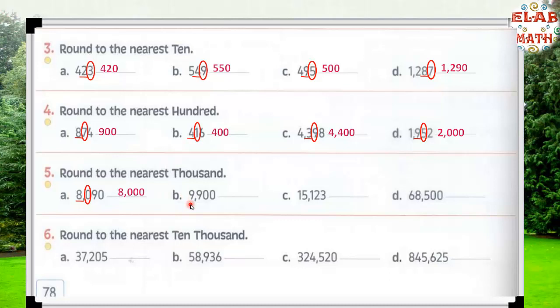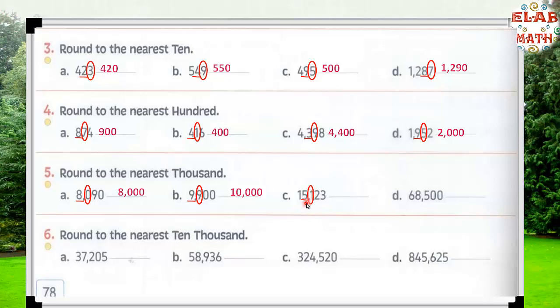0 is less than 5, that means you should write 8 without a change. 8,000. Where is thousands place? We have 9. And here we have 9. 9 is more than 5, that means add 1 to this 9 to be 10. 10,000. Next one here we have 15,000. Where is thousands place? 5. 5 in 1000. And circle the digit on the right side, 1.